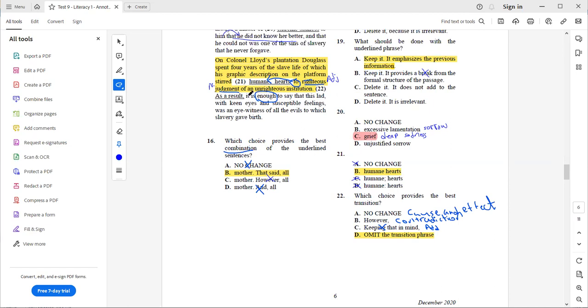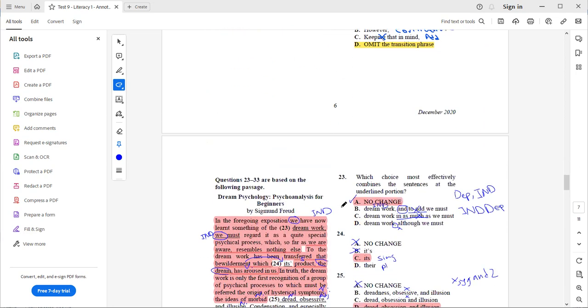Read after. It is enough to say that this lad, with clean eyes and such brutal feelings, was an eyewitness of all the evils to which slavery gave birth. Okay. Here he said "it is enough", يعني كافي خلاص, to talk about that. So it's not a result or cause and effect. It's not contradiction and there's no addition. So it's better to delete that part. Clear?